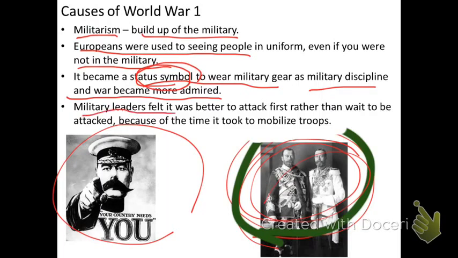Military leaders, to get back to our final bullet, felt it was better to attack first, rather than wait to be attacked. Now, this is not something America has done. During the years after 9/11, we did come up with the Bush Doctrine. President George W. Bush came up with the doctrine that if we are sure that a nation means us harm, and they have developed the means of harming us, then it is prudent to attack and take out those means of harming us before they use them, if that makes sense.